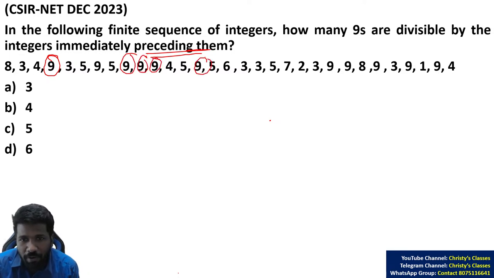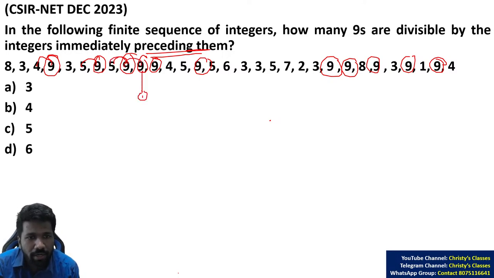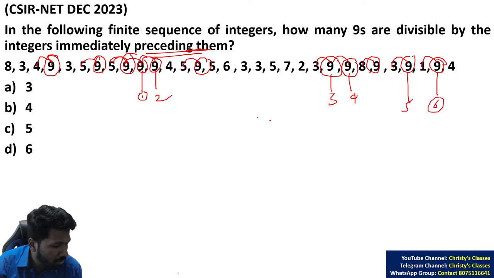First, identify all the 9s so that you don't make a mistake in counting. And preceding it means before. 4. So 9 by 4 not possible, so this should not be counted. Yeah, this also is a 9. This also, 9 by 5, 9 by 5, 9 by 9. So this should be counted, 1. 9 by 9, second. 9 by 5 not possible. 9 by 3, possible, divisible. 9 by 9, fourth one. 9 by 8 not possible. 9 by 3, possible, fifth one. 9 by 1, possible, sixth one. So 6.